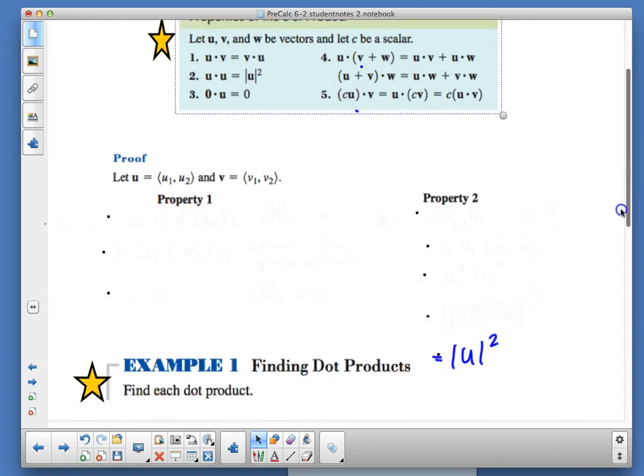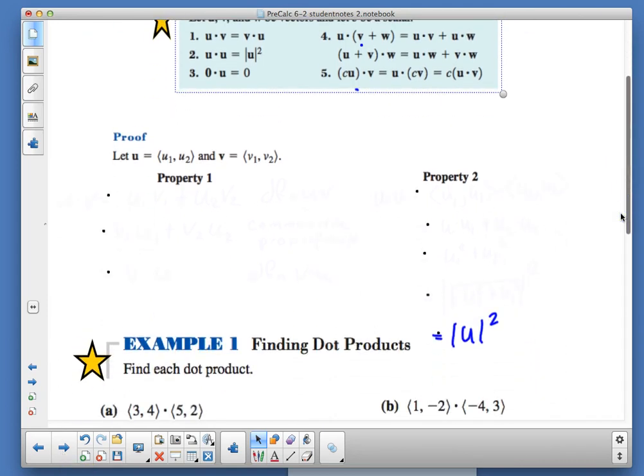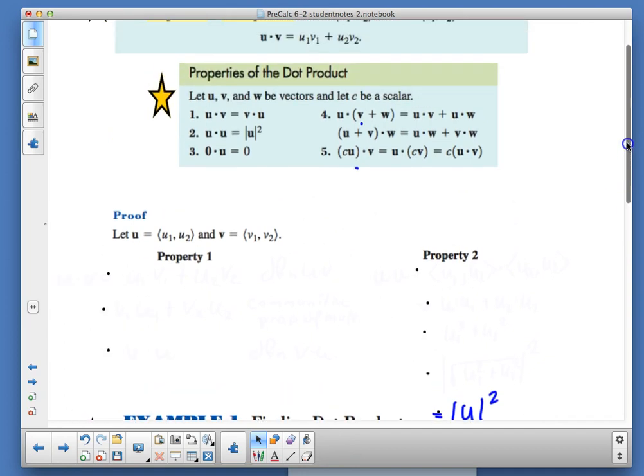If I look at this first one, if we're just talking about property number 1, property number 2, we're not going to solve all the properties. I'm not going to show you how they're all defined. What we will do, though, is just hit on a couple. Property 1 is just talking about u times v is equal to v times u, so the commutative property.